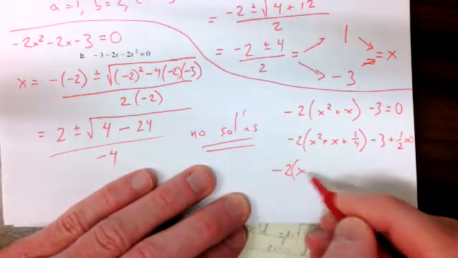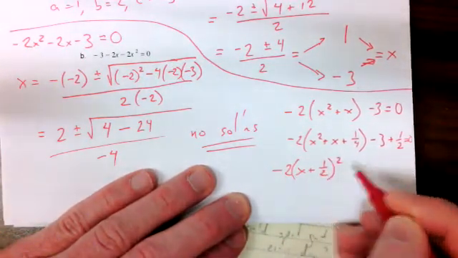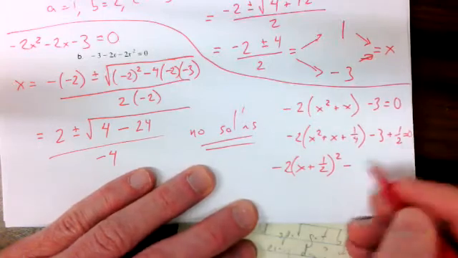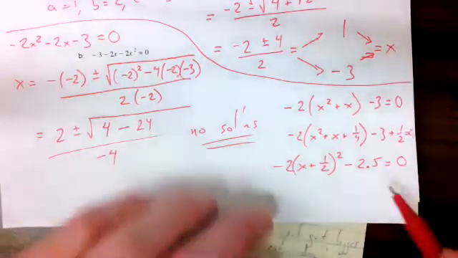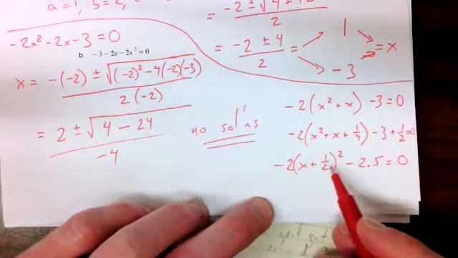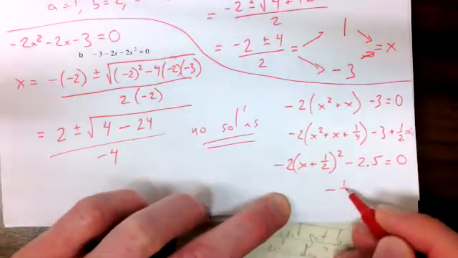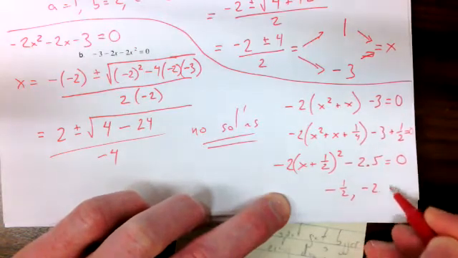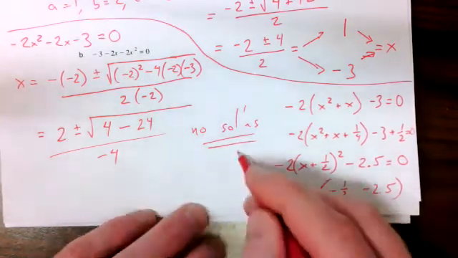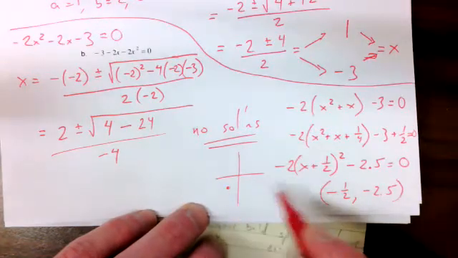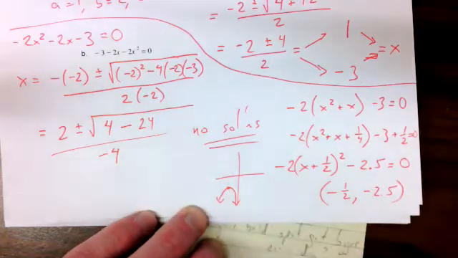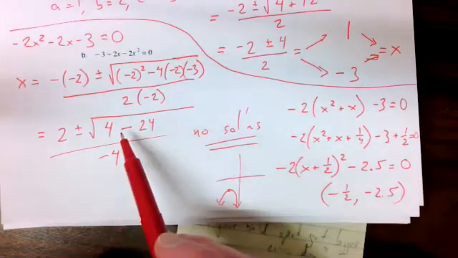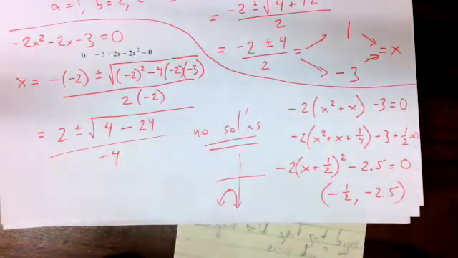Negative 2 times x plus 1 over 2 squared minus 2.5. I don't like decimals, but I'm rushing here. I've got other stuff I got to do. So our vertex is negative a half, comma, negative 2.5. Okay, negative half. So it's like somewhere down here, and it's negative. It opens down. So correct, there are no solutions. Notice as soon as I realize we have a negative in the root sign, it doesn't work.